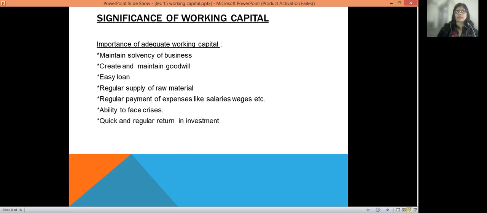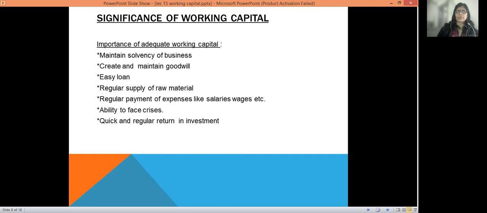So in that case, adequate working capital plays a very important role, because if you don't have enough working capital, you are not able to purchase the raw material on time, and if you don't have enough raw material, you are not able to convert it into the finished form, and it will directly hamper the need of the customers.